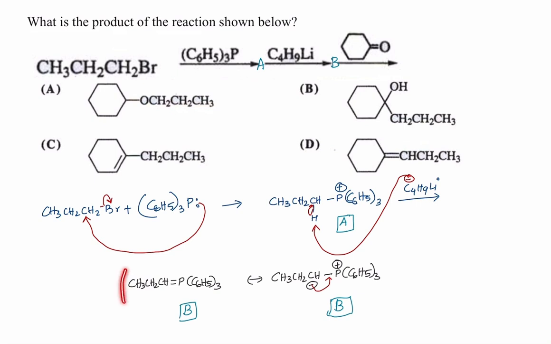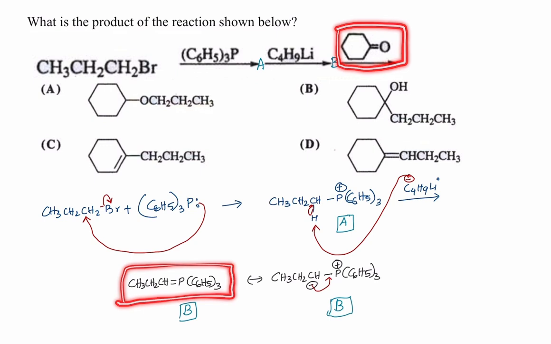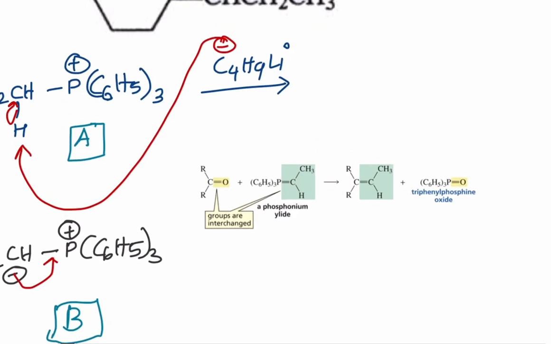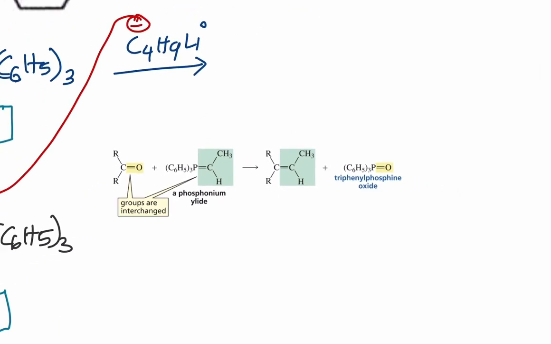Now we have an ylide that has to be reacted with a carbonyl compound. When an ylide reacts with a carbonyl compound, what we get is an alkene, and this we call the Wittig reaction. Let's take a look into the Wittig reaction. Here is the Wittig reaction where you can see that when you have an aldehyde or a ketone reacted with a phosphonium ylide, these two groups are going to get switched. This is going to get switched with the triphenylphosphine group here. So basically it is going to form the alkene.